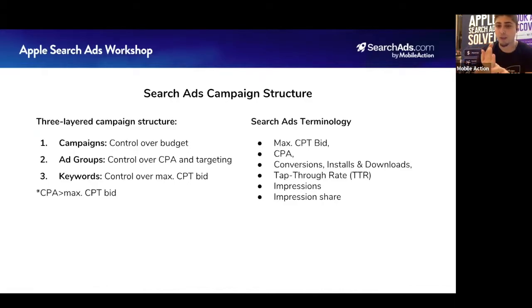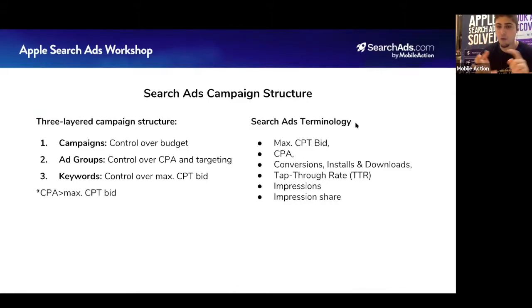So this is cost per tap. This is the bid you set on your keywords and your ad groups, and you're telling Apple that this is the amount I'm willing to pay at most for this keyword. And then CPA is cost per acquisition. So it tells you, on average, how much money you spend for these acquisitions, for these conversions.